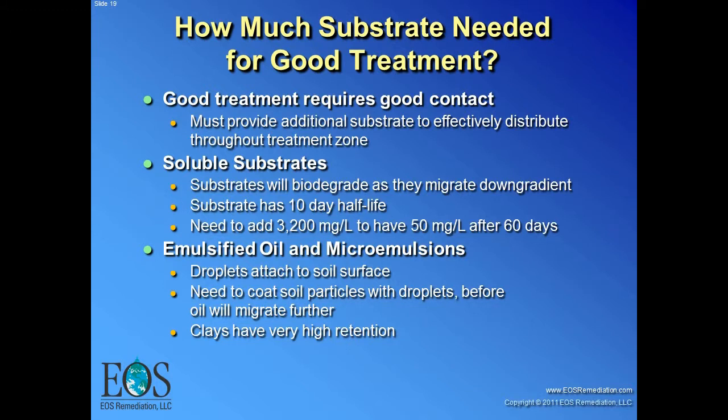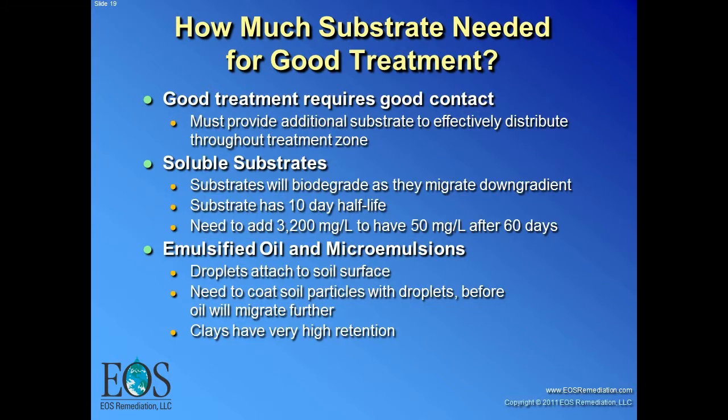A lot of my sites, the groundwater velocities, I'm lucky to have 10 meters a year. So maybe you might get a 1 meter downgradient migration. Well, 1 meter isn't very far. So then you're going to have to put really closely spaced points. With emulsified oils, again, distribution is absolutely critical.